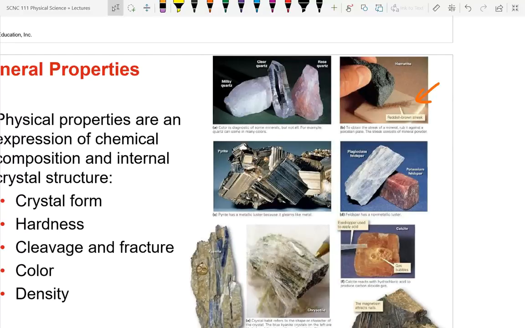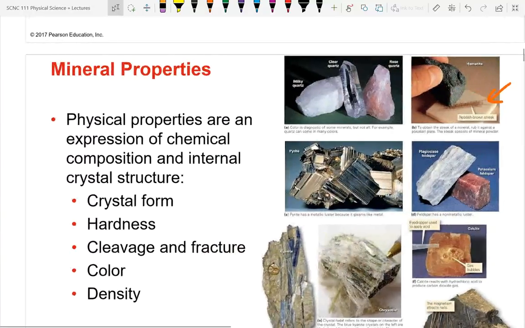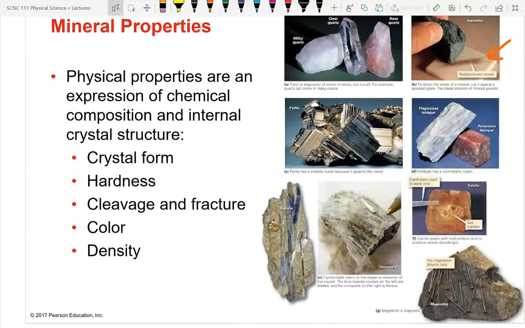Like minerals are classified by what? Well, the one before we had their chemical composition and their crystal structure. And then here's the physical properties we measure for them.